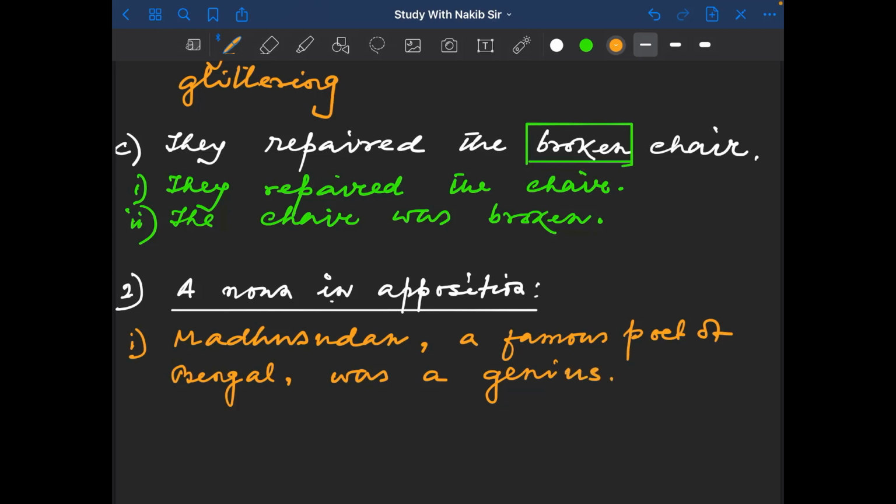You know which one is the noun in apposition here? You say, which one is the noun in apposition? This one, right? Noun in apposition. So separate it first, keep it away. A famous poet of Bengal, keep it away, and the rest part, Madhusudan was a genius. Okay, write down this part first and see what happens.